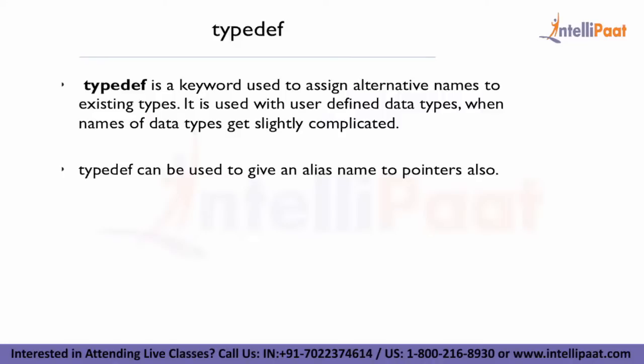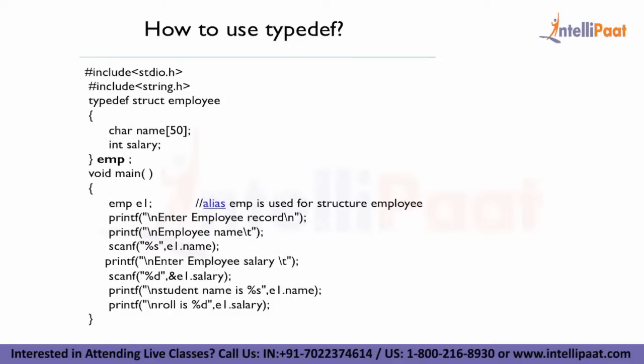If we declare a typedef, like an alias to the structure, then we can remove the dependency on writing struct and the type of structure. We can just use the alias and variable name. So let's see how to use typedef.